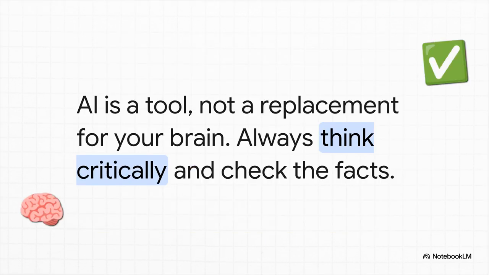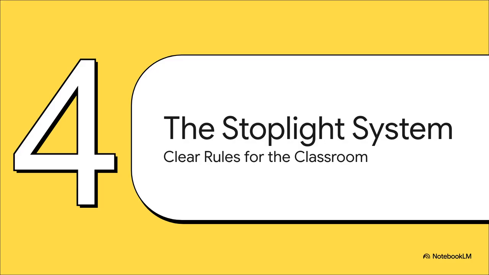Which brings us to what is, without a doubt, the number one rule of using AI. It is not a replacement for your brain, it is a partner for your brain. You still have to be the one in the driver's seat. You have to think critically, you have to question what it gives you, and you absolutely always have to check the facts.